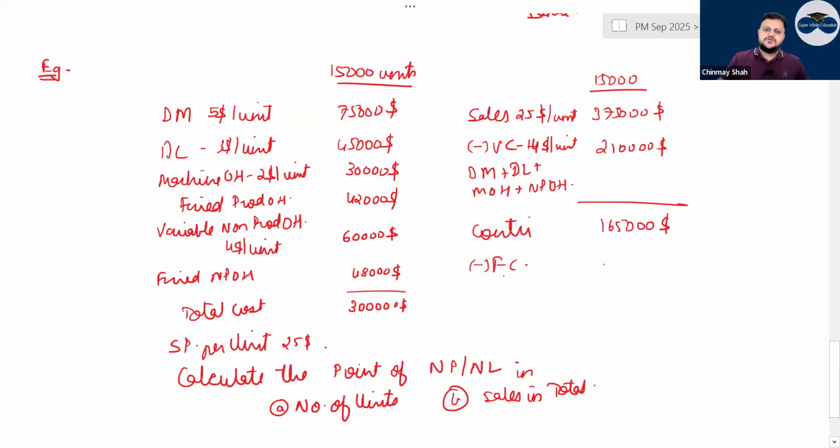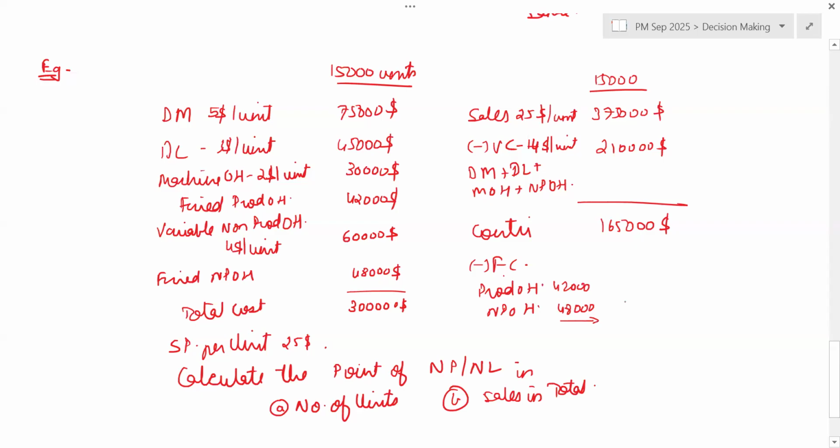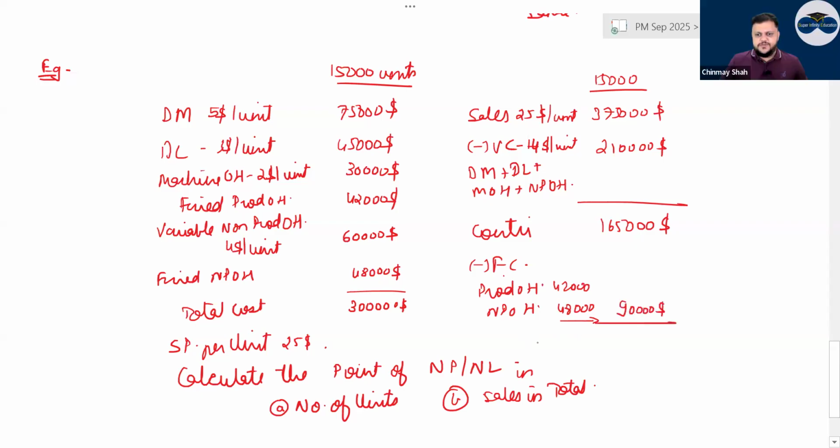How much are the fixed cost? Your production overhead plus your non-production overhead, both added together, 42,000 and 48,000. Correct. So how much is the total fixed cost? 90,000. How much is the profit? 75,000. Okay है क्या?